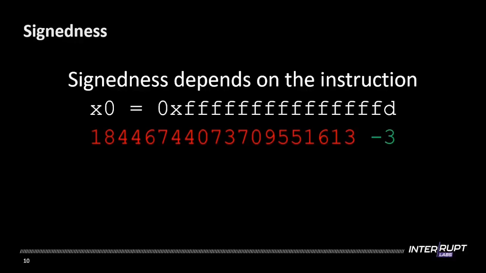But for division, it's different. Say we wanted to divide 6 by x0. Well, if we chose the signed interpretation, we would expect the answer to be -2. But if we selected the unsigned interpretation, we'd expect the answer to be 0. So that's why there are 2 variants for this instruction.